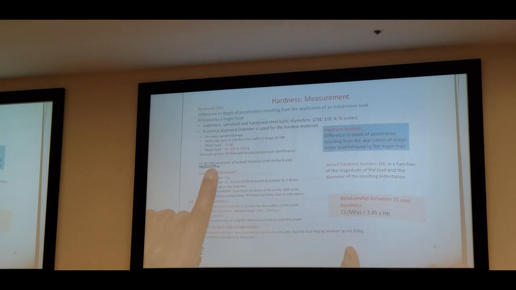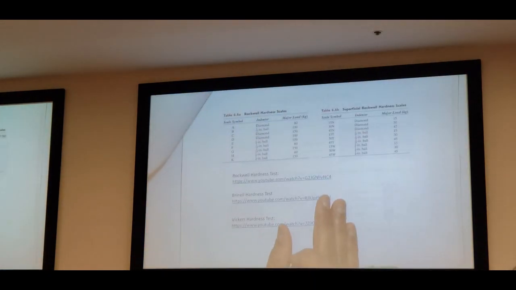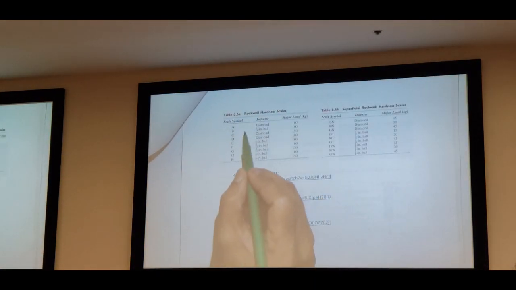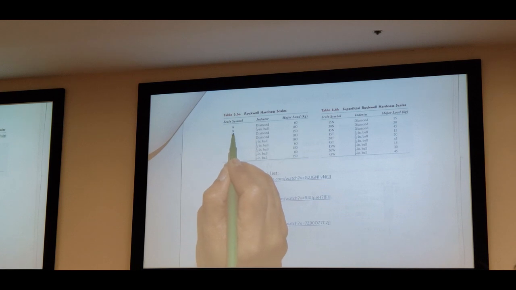80 on Rockwell hardness of 80 on B scale. Where is that B scale? If you look at this table, you can get that B scale.